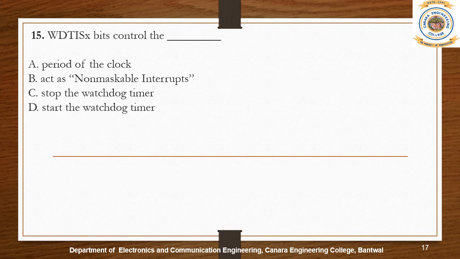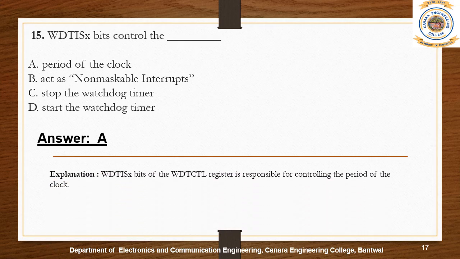In case of MSP430, we have WDTCTL, that is the Watchdog Timer Control Register, as well as the Watchdog Timer Configure Register. These are the registers which are used to perform the controlling and setting up of watchdog timers in MSP430. The WDTISx bits of the watchdog timer control register are responsible for controlling the period of the clock.